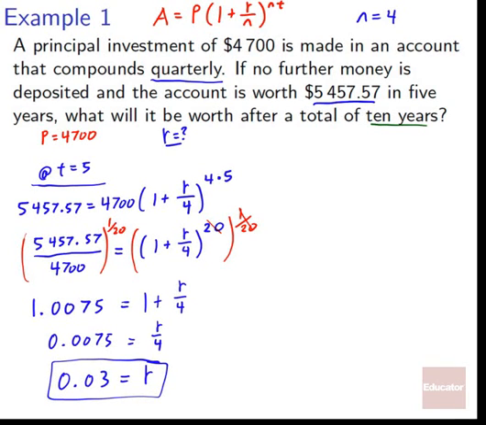So now we can use this information to look at the 10 years. So at t equals 10, at this point, we've got everything that we need to know except for the amount. So the amount is the unknown. We don't know what it's going to be worth, but we do know what the initial principal was, $4,700.